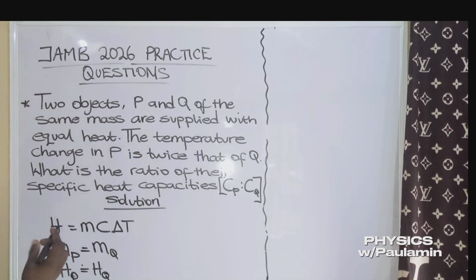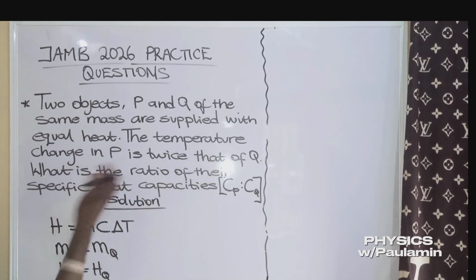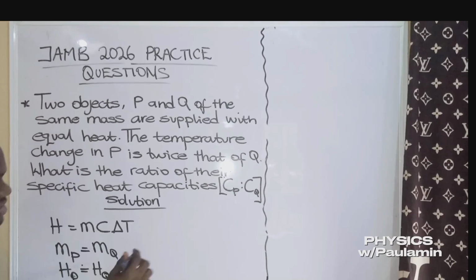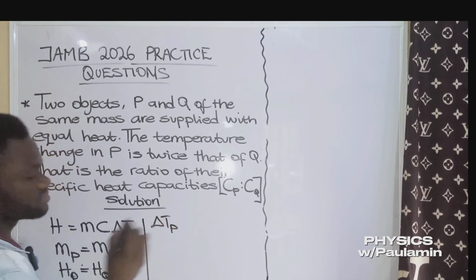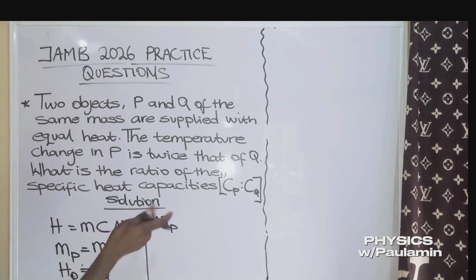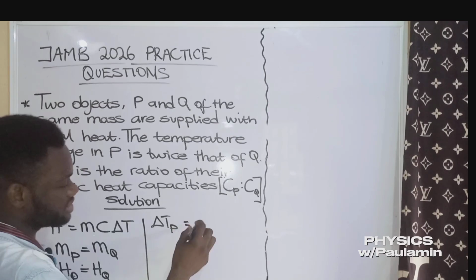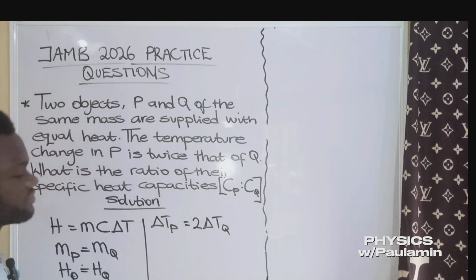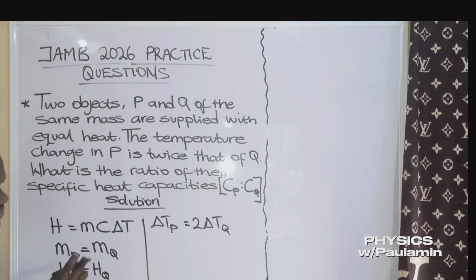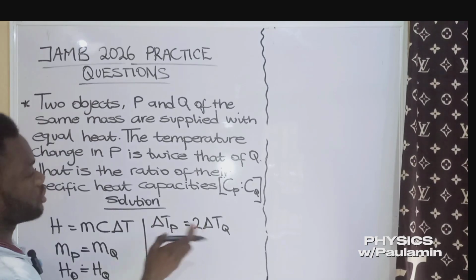Now here is the question proper. It says the temperature change in P is twice that of Q. The third information that we can draw out from this is that ΔTp, the change in P, is twice that of Q. So ΔTp is 2 times the change in Q. That's the third information. Alright, so this is the first information, the second information, and then the third information.